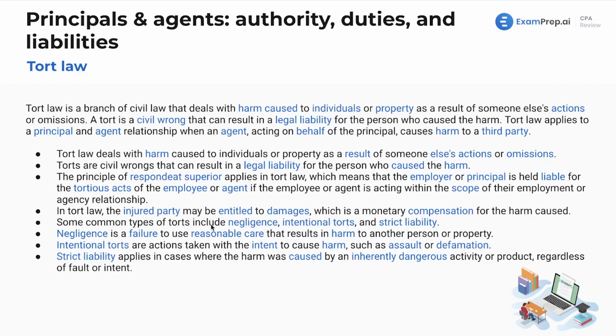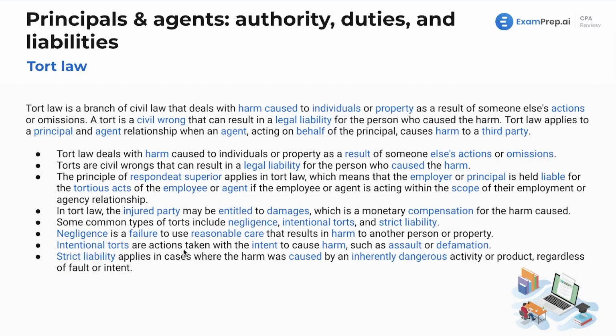Some common types of torts include negligence, intentional torts, and strict liability. We'll look through these to find them. Negligence, it's a failure to use reasonable care that results in a harm to another person or property. If I'm just driving the car and I look away or I pick my phone, that would probably be negligence.